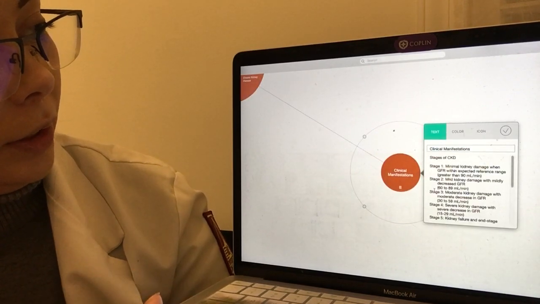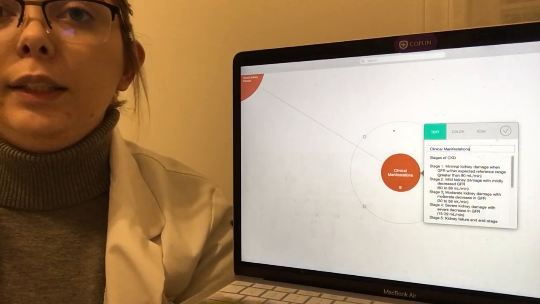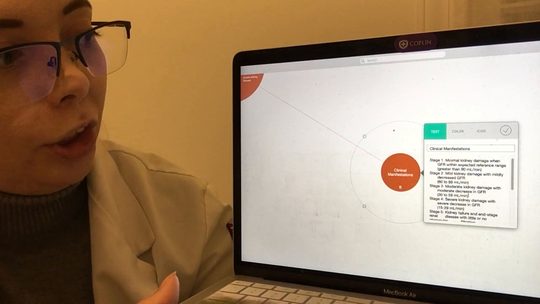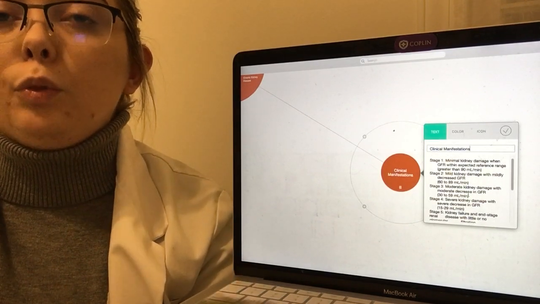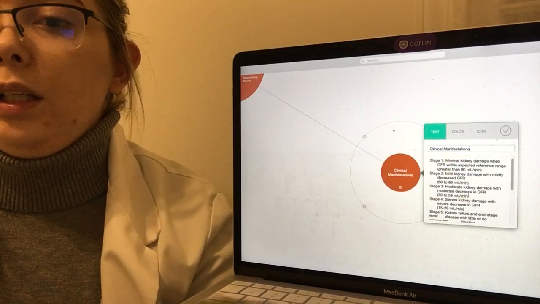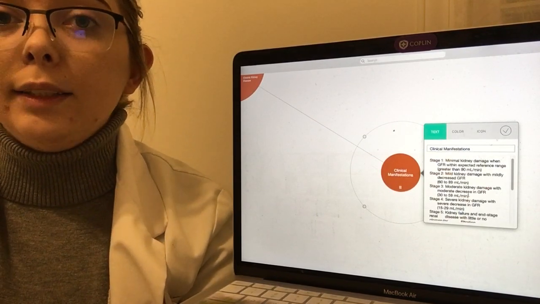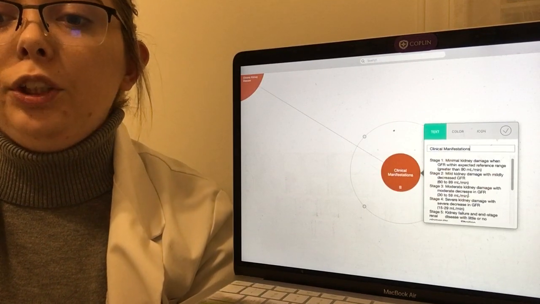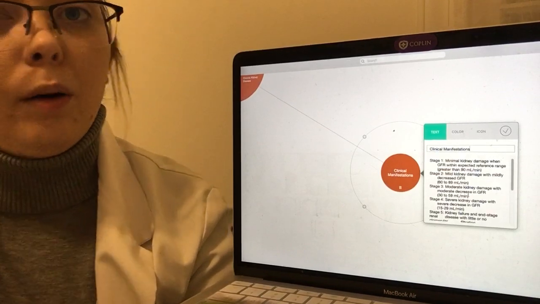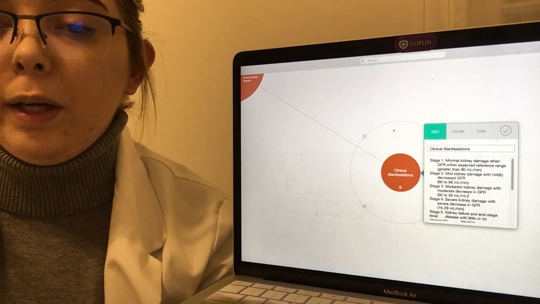Clinical manifestations. So there are 5 stages to chronic kidney disease. The first that we will look at has minimal kidney damage when the GFR is within the expected reference range. So this is greater than 90 milliliters per minute. Stage 2 is mild kidney damage, and that is just, again, a mild decrease in the GFR, which on here you can see the ranges for each of these that are expected.